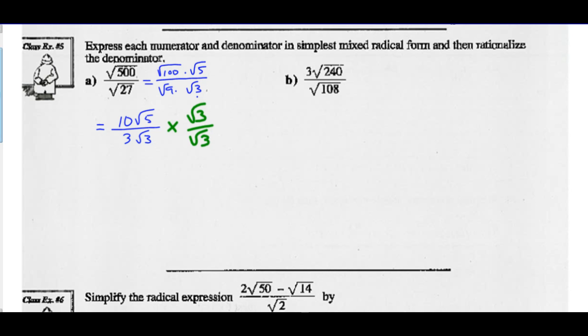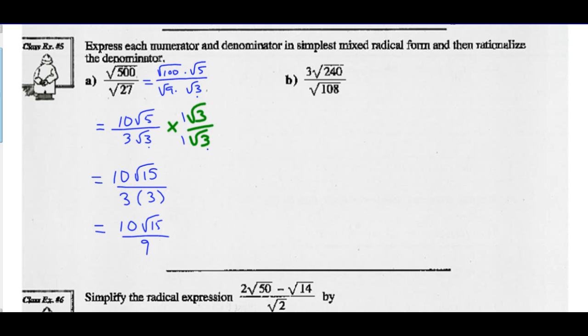And I now simplify. 10 root 5 times root 3. 10 times 1 is 10. Root 5 times root 3 is root 15. Over 3 times 1 is 3. Root 3 times root 3 is also 3. Simplify this up. 10 root 15 I can't simplify, but 3 times 3 is 9.